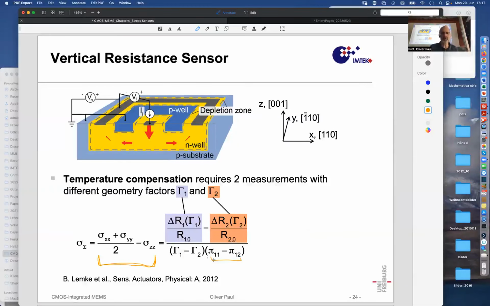So here you have pi11 minus pi12, that's usually a large value, and then you have gamma 1 minus gamma 2. You have to bias it so that this structure, this difference is large, and then you have this measured difference of relative resistance changes. And so that was as close as we could get to measuring sigma ZZ. No other way to measure sigma ZZ in a pure way is known to us.